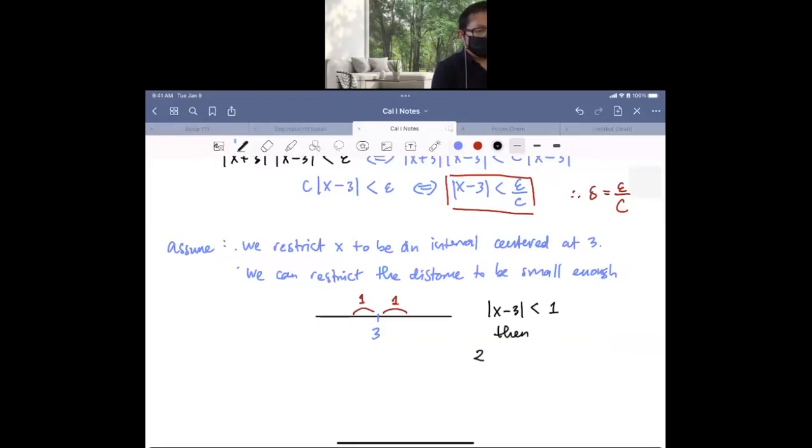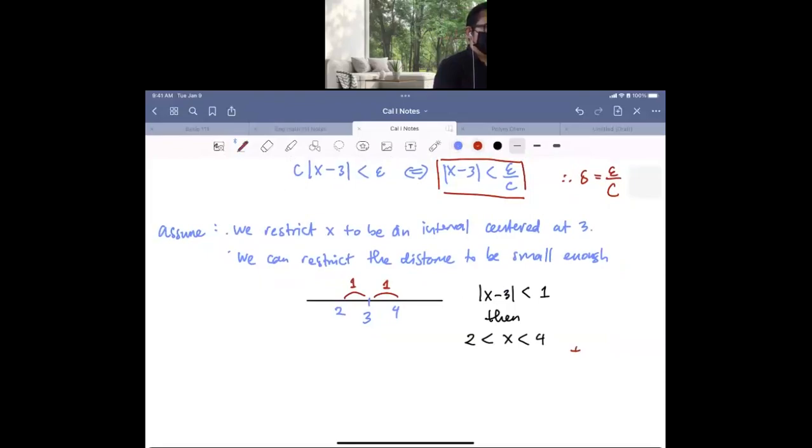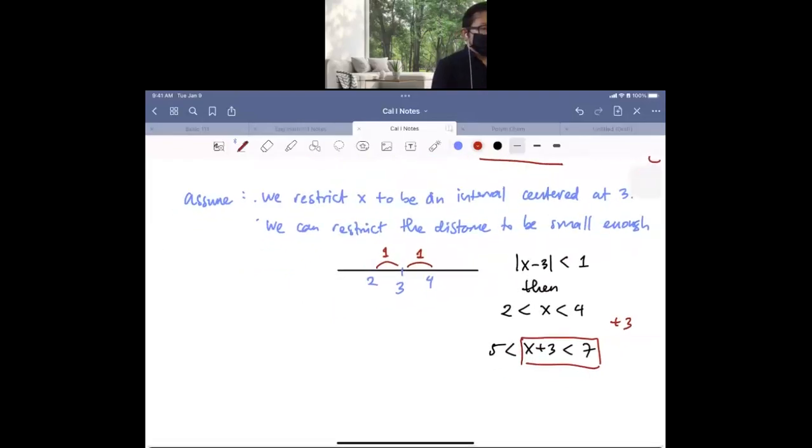Then from here, you could see from the inequality that x will be in between 2 and 4. And if we add 3, so x plus 3, this will be from 5 to 7. So at least we have the condition that x plus 3 is less than 7, so maybe 7 is a good number for the constant. So let me write here, C equals 7 is a good choice.